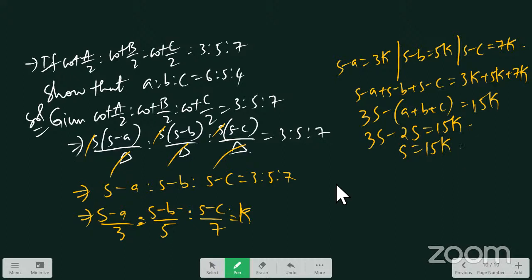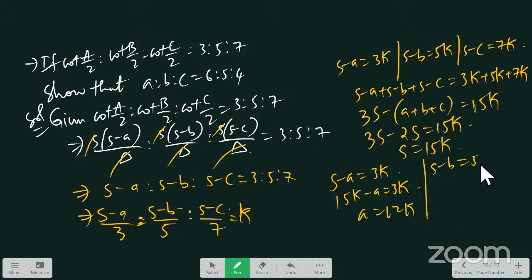When s is 15k, therefore s minus a is 3k, and 15k minus a equal to 3k, so a is 12k. Like that, s minus b is 5k, then b equal to 10k. And s minus c is 7k, then c equals 15k minus 7k, which is 8k.